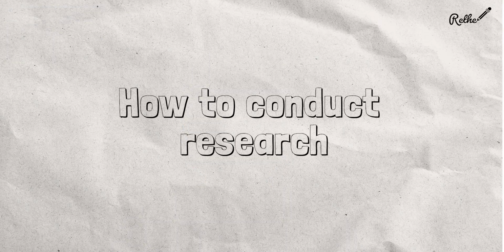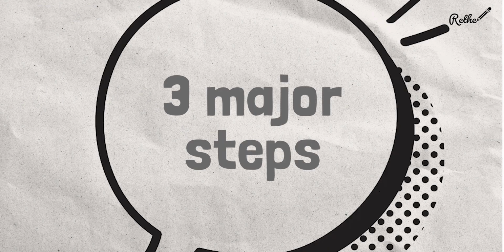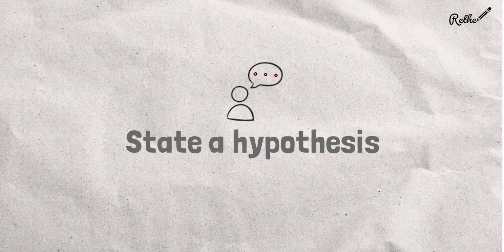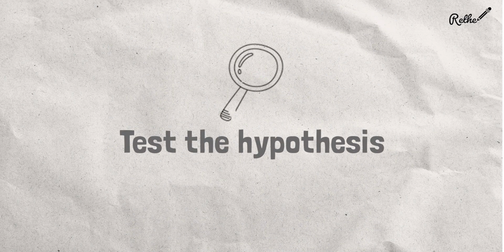Let's talk about how to conduct scientific research. There are 3 major steps. You start with a research question, you develop a hypothesis, you test your hypothesis, but there is a lot more that happens. To design a good research study, you would need to study what has been done on the topic and the methods that others have used. Basically, you need to do a literature review.